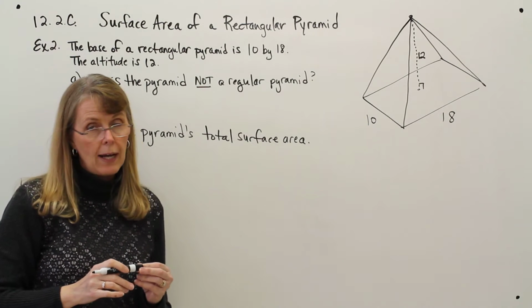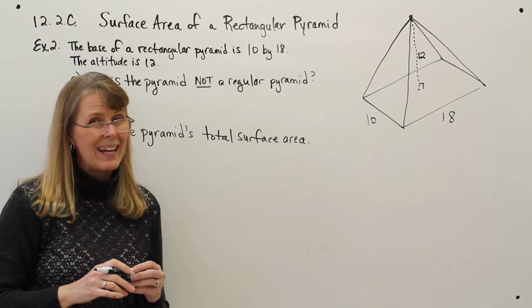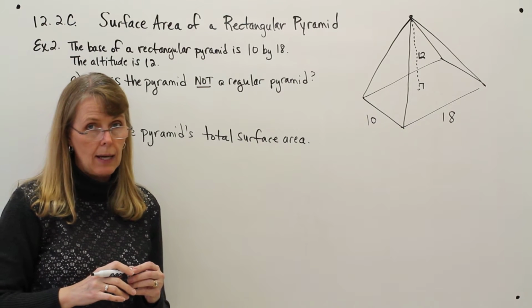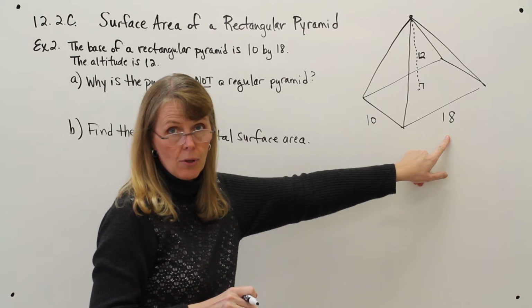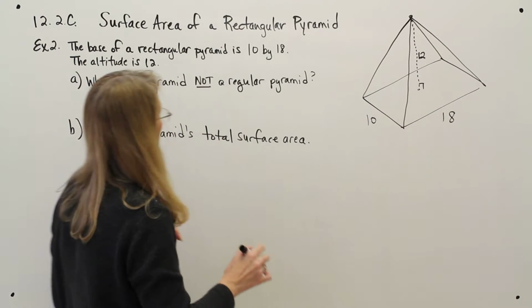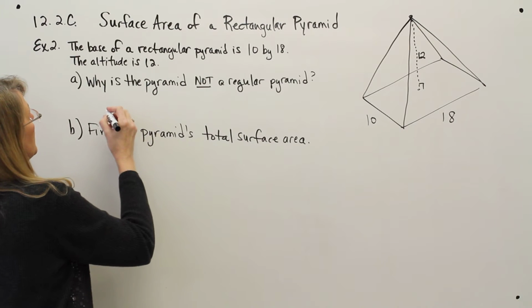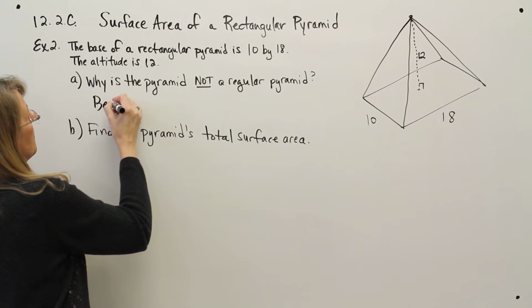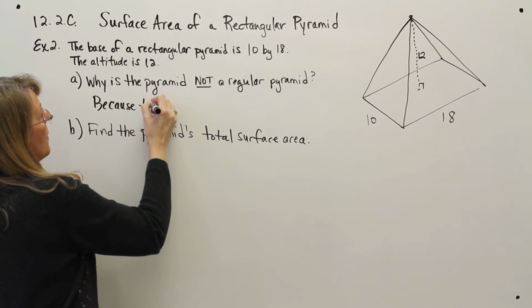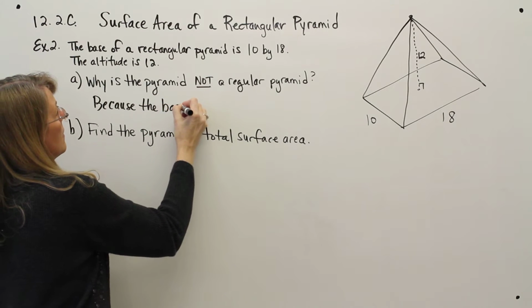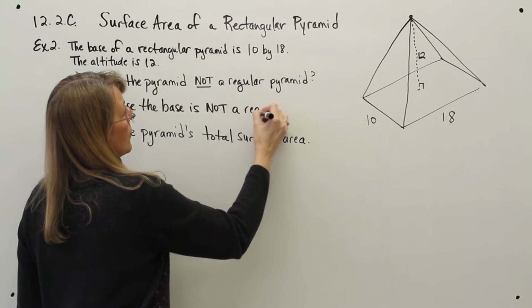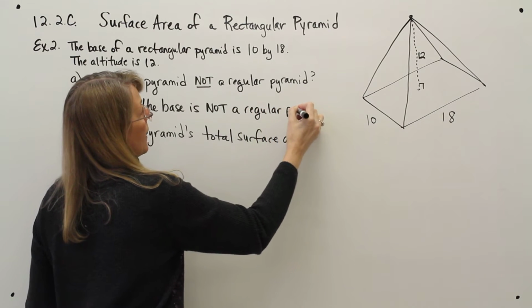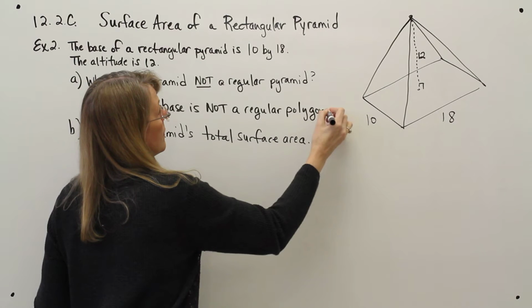If you remember, we defined regular pyramid earlier. It said that it had to have a regular polygon for the base. This is a rectangle. The sides are not equal, so that is not a regular polygon. So it's not a regular pyramid because the base is not a regular polygon. It is a rectangle.